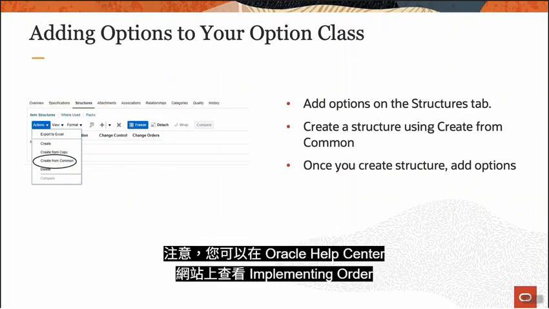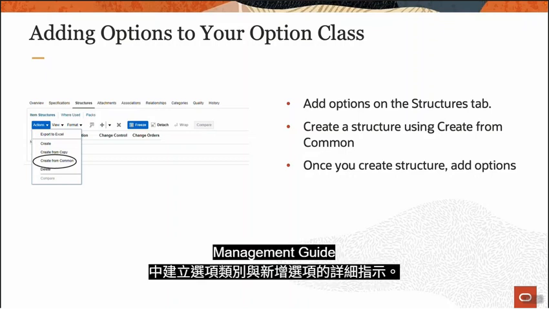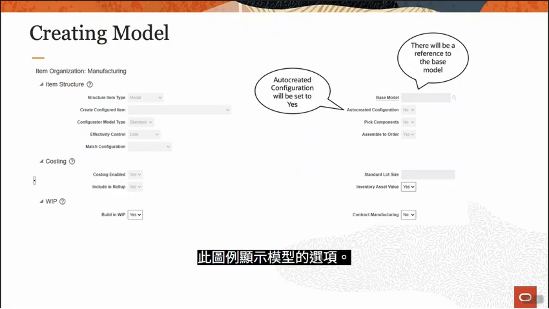As a note, you can see detailed instructions for creating option classes and adding options in the Implementing Order Management Guide, which is available on the Oracle Help Center website. This illustration shows the option for a model. When this item was created, you selected the model template.